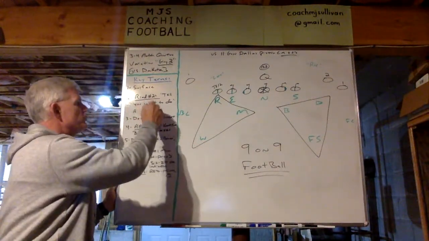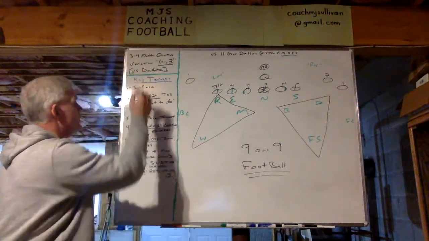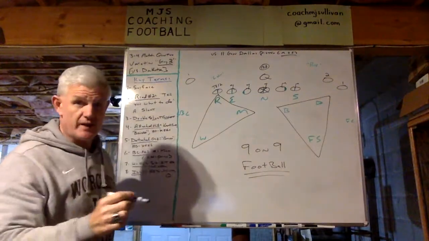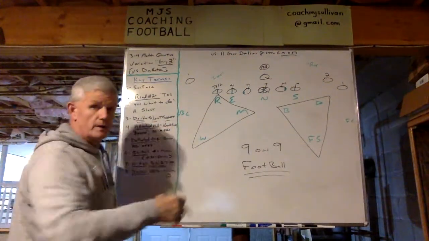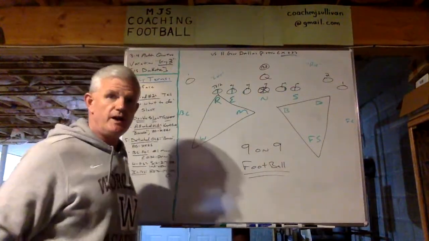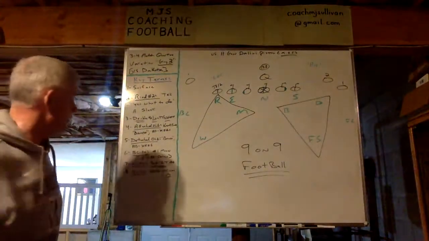And so what number 2 is doing here is a slant. And what Dakota is, number 3, a double slant concept. Dakota, double slant. It's the only pass concept we have that begins with the letter D. So we got a double slant concept.